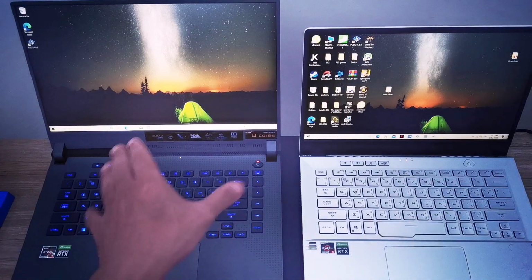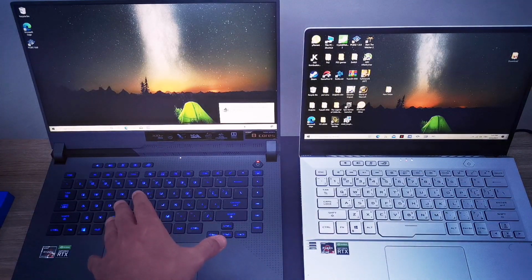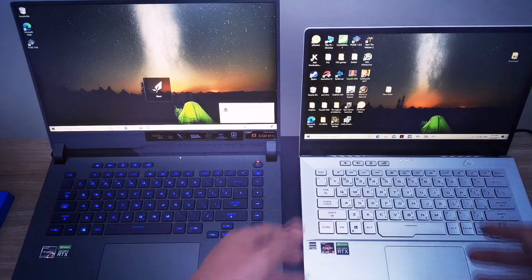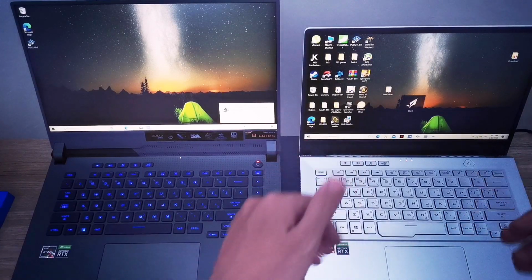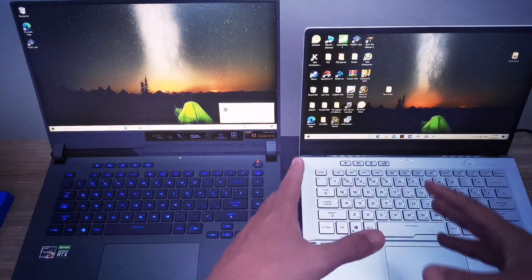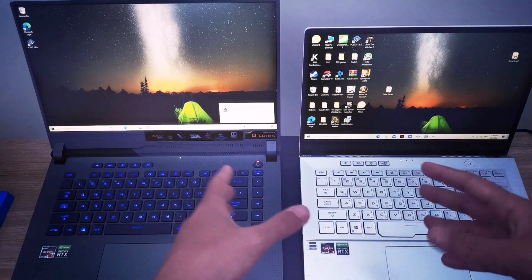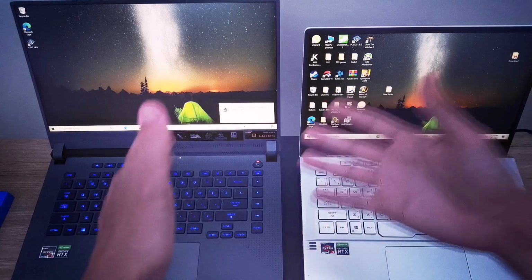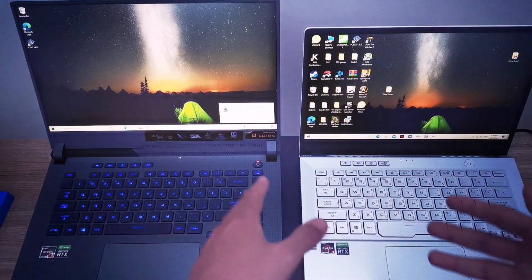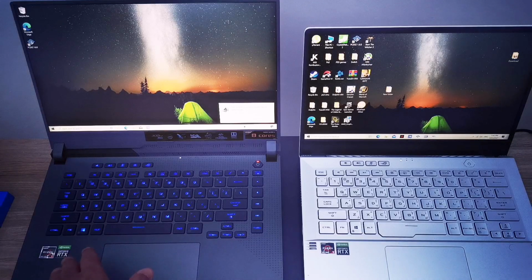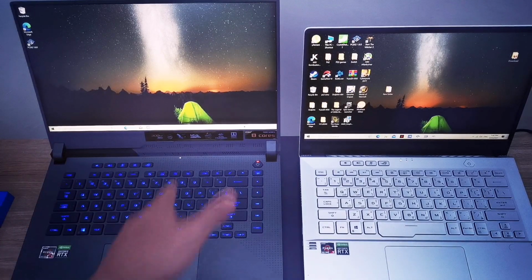So clearly the 5800 is faster in the boot up versus the 4900 series from the last year, but here, as you can see, both of them are almost equal. We have 16 gigabytes of RAM, 1 terabyte SSD, and that's it. The only differences are the CPU and the GPU. So yeah, in that case, I mean the ROG Strix G15 is the winner.